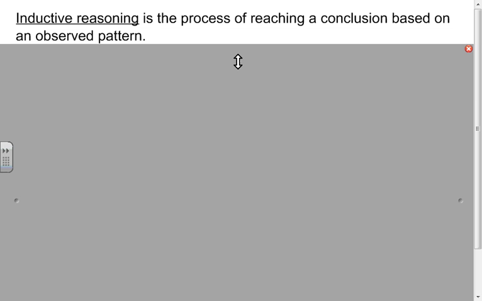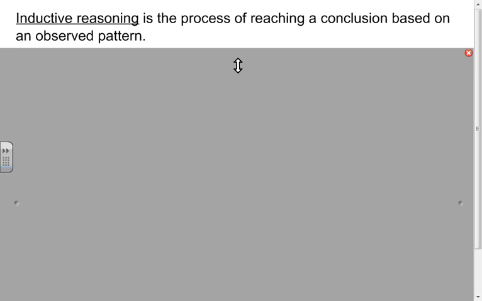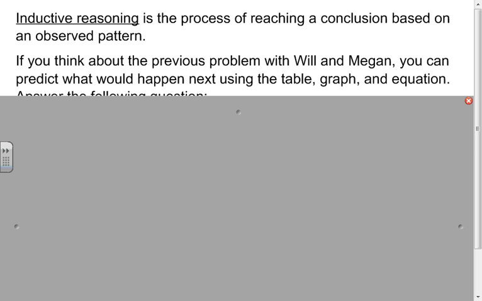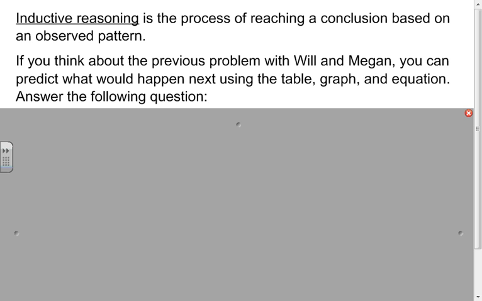New definition, inductive reasoning. Inductive reasoning is the process of reaching a conclusion based on an observed pattern. So you see the pattern that's happening, and it's kind of like predicting the future. What's going to happen next? Okay? So if we're still talking about the same problem with Will and Megan, we can predict what would happen next using our table, our graph, and our equation. We'll do each one of those 3.